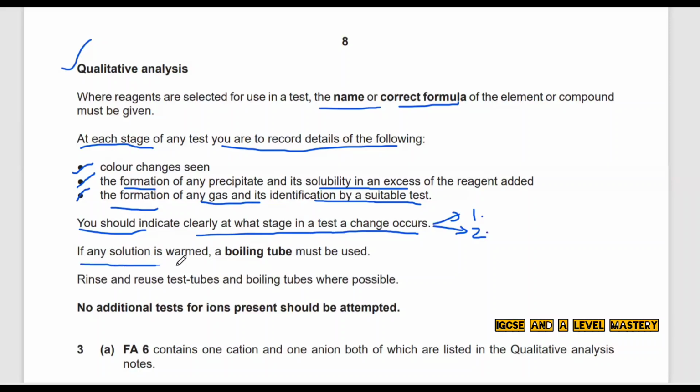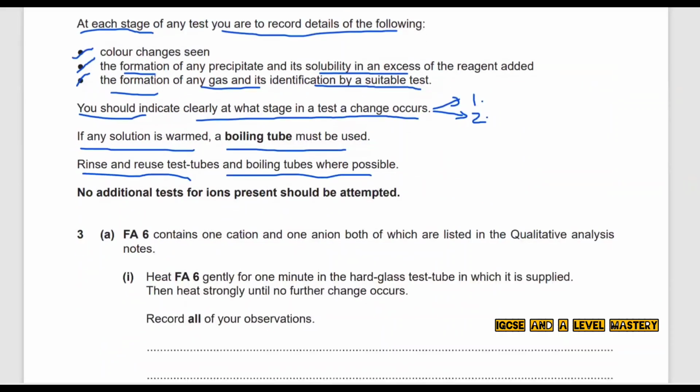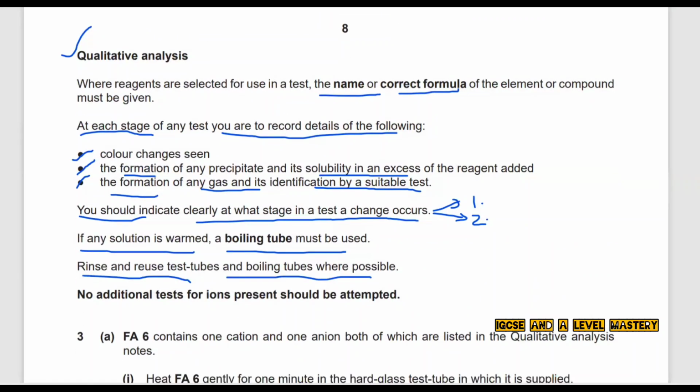Next is, if any solution is warmed, a boiling tube must be used. We can't use a test tube. A test tube is easily breakable, so we have to use a boiling tube. A boiling tube has even thicker walls, therefore it won't break easily. Rinse and reuse the test tubes and boiling tubes where possible. So even if you are not provided with many boiling tubes and test tubes, it is your duty to rinse and reuse them. Now, no additional tests for ions present should be attempted. So these are the expectations from Cambridge for your qualitative analysis.